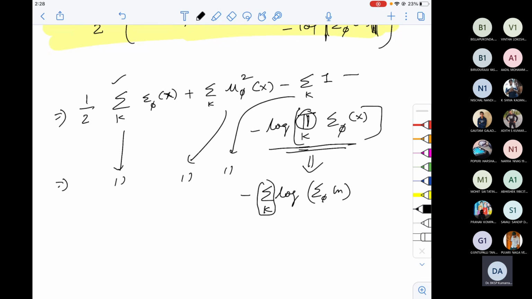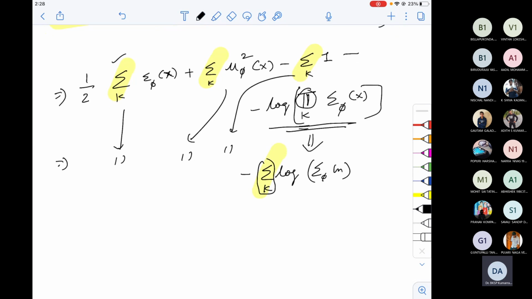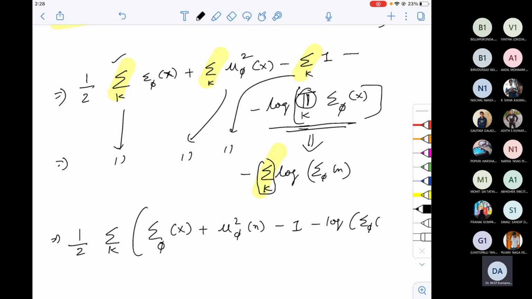Now why do I have to do it like this? Because I have summation here, here, here, and here as well. I just want to keep all of this common. So it's 1 by 2, and then I have the summation common over k, and the rest of the terms I'm just writing: sigma of phi of x plus mu square phi of x minus 1 minus log covariance of phi of x.